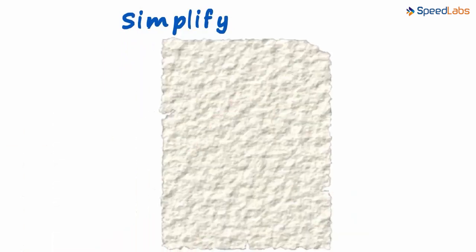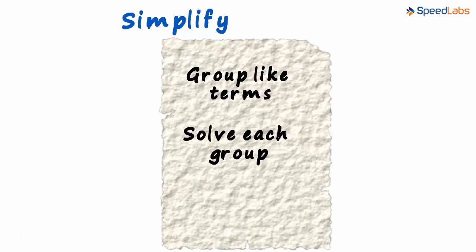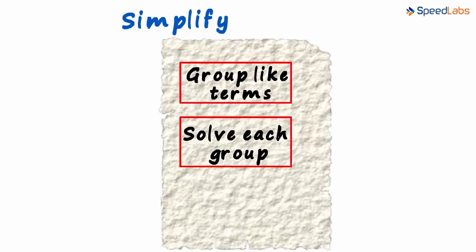We have seen how we can simplify large algebraic expressions. The first thing we have to do is group like terms. Then we solve each group. These two steps help us reduce the size of the expression.